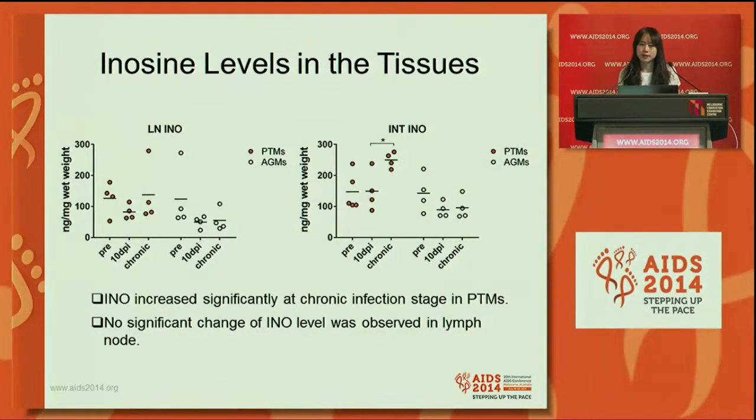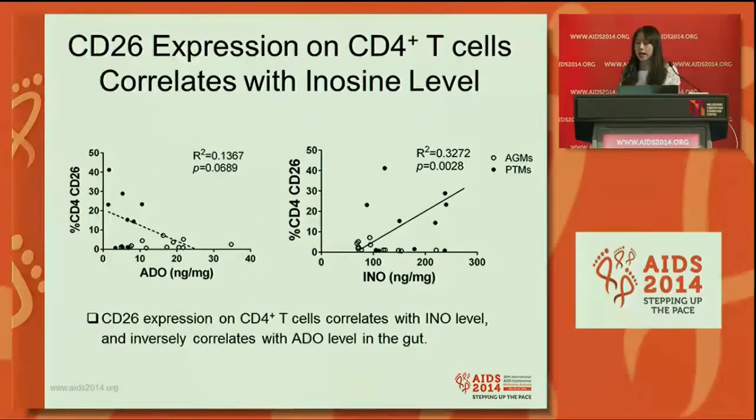So this serves as direct evidence that the CD26 increase might have broken down the adenosine in PTMs into inosine. And we also correlate the CD26 expression with adenosine and inosine levels. And here you can see CD26 directly correlate with the adenosine level. So now we know that this pathway has definitely changed after infection in these two models.